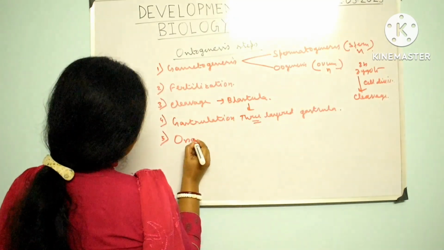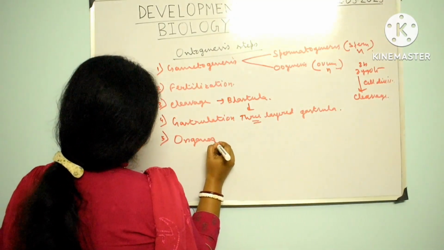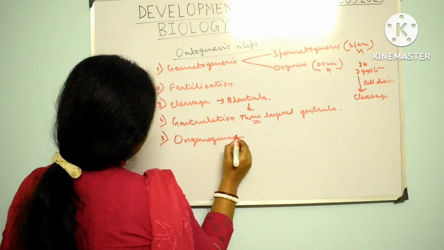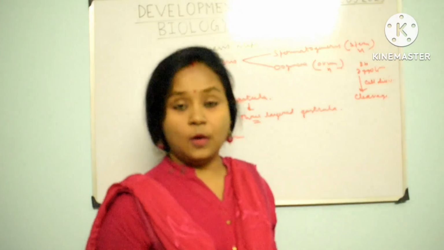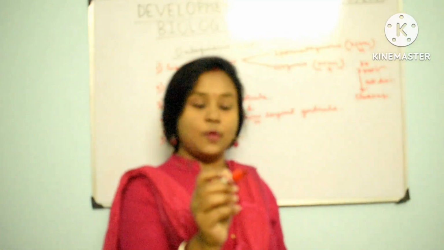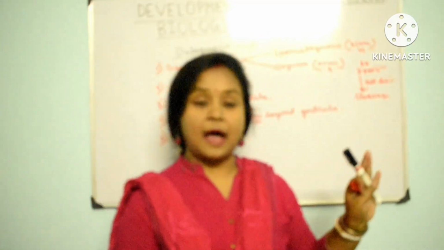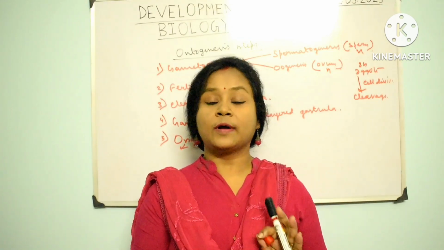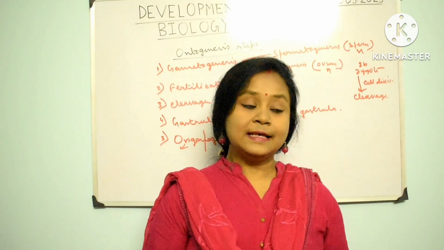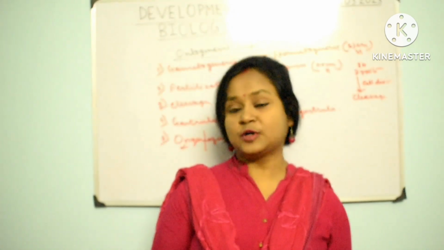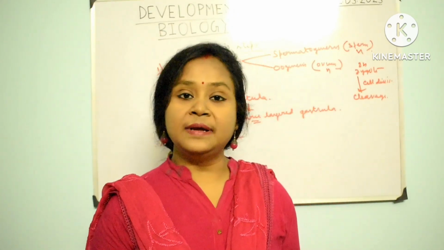The next step of ontogenesis is organogenesis. As the name suggests, organogenesis is the genesis of organs, to generate organs. After successful completion of organogenesis, a new individual is formed. So this is a brief introduction about developmental biology.